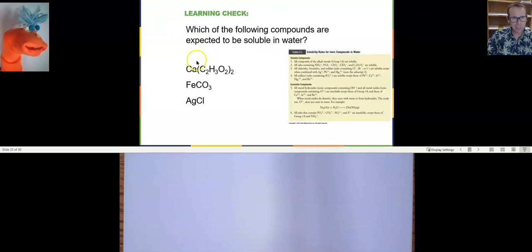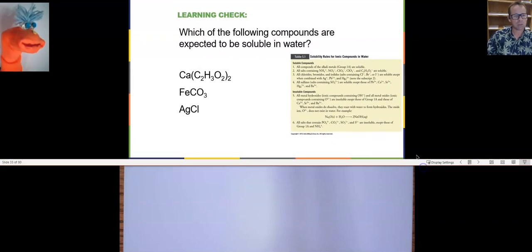So here are some compounds that I want you to check and determine whether they're soluble or not using these solubility rules. Solubility rules tell us whether or not compounds are soluble simply by reading through these rules. So take a look at those, everybody. Push pause and predict whether or not these are going to be soluble based on these solubility rules.